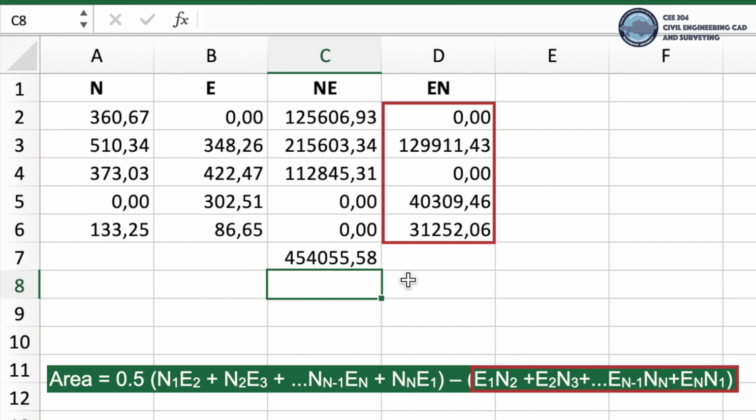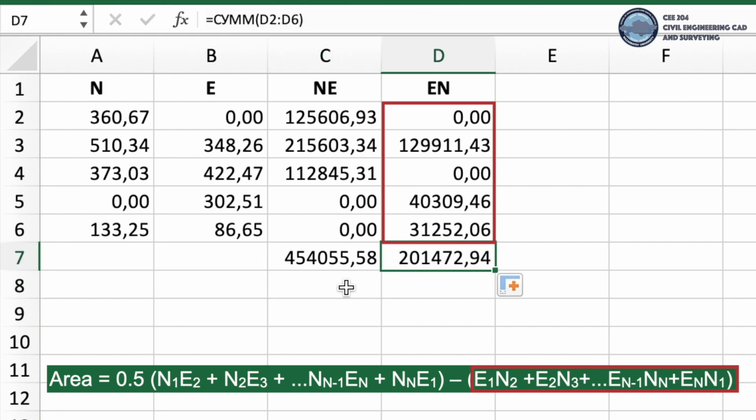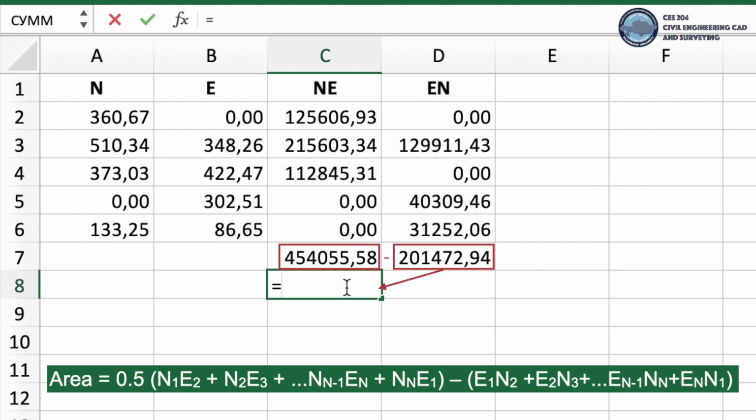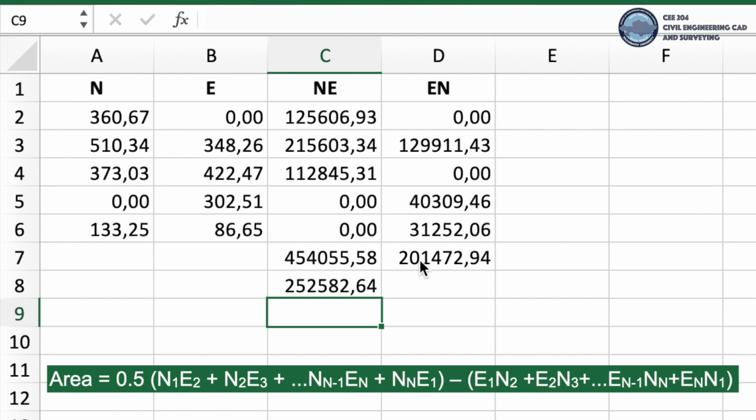Next is the summation of the east-north column, which shows the summation value of the second bracket. After that, the sum of the second bracket is subtracted from the first one, and then the obtained value is multiplied by 5/10. And here's the answer.